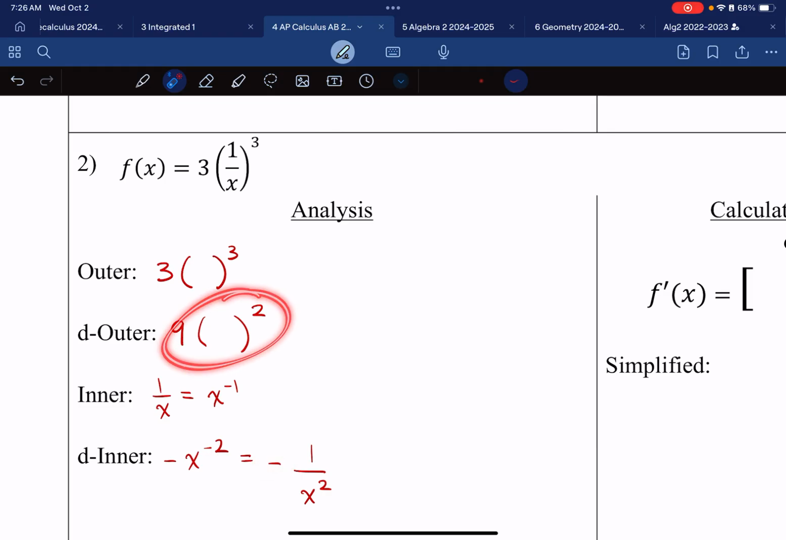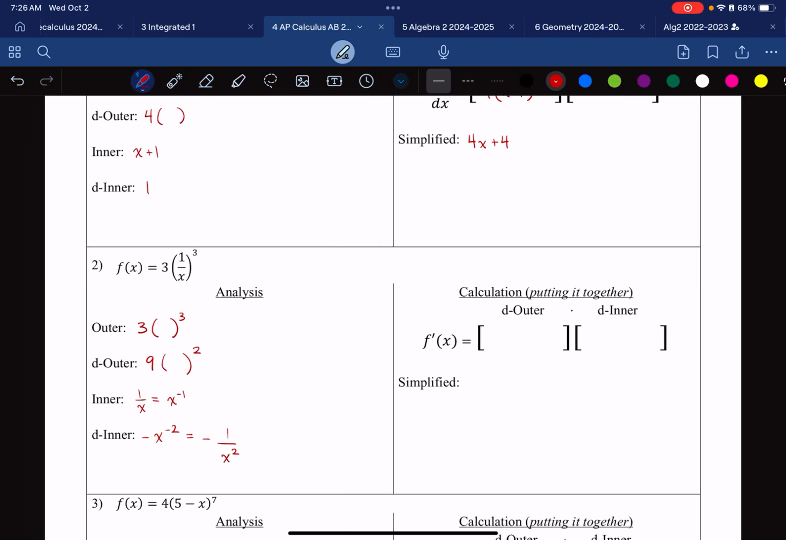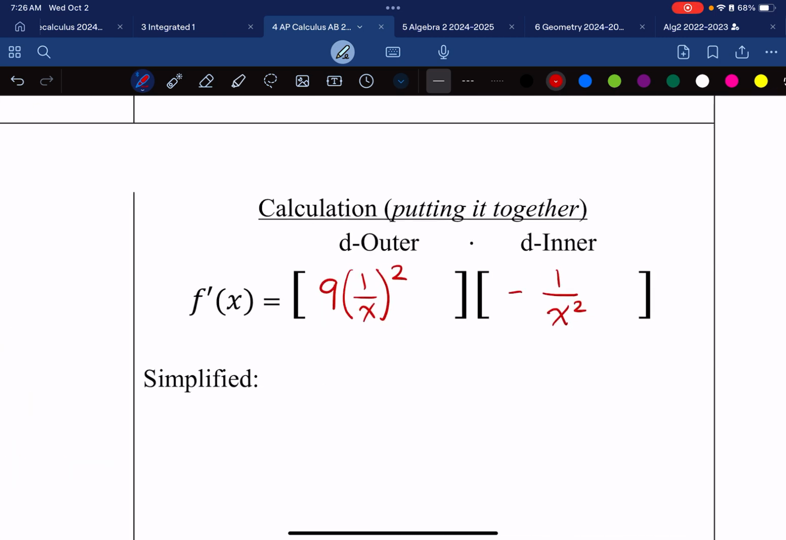I'm going to multiply the d-outer times the d-inner over here in the calculation section. So here we go. The d-outer is 9 times some stuff to the power of 2. That stuff is the inner, 1 over x. I'm going to multiply by the d-inner. The d-inner is -1 over x squared. All right, I have all the pieces together. Let's go ahead and multiply.